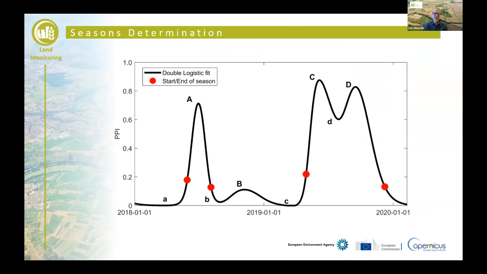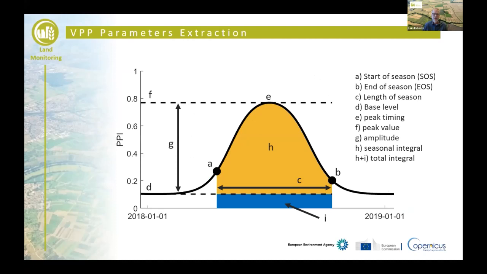So these seasonal trajectories can be relatively complex in shape. They can be narrow or wide or have different shapes, and they have been defined by a start and an end of the growing season. So looking at the simplified graph again, we have the start and the end of the growing season, but we also have a number of other parameters, like the length of the season, the amplitude, the seasonal integrals, and so on and so forth.